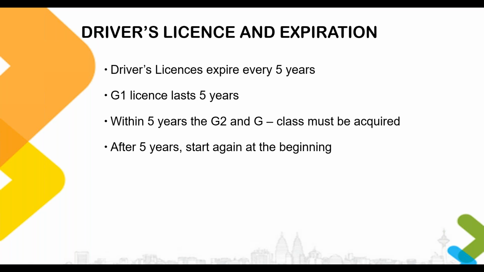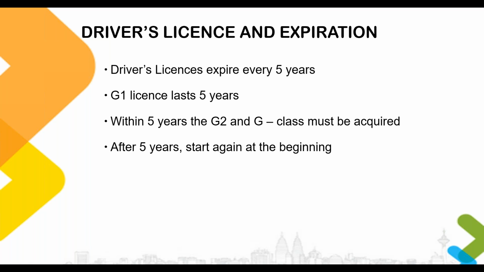A G2 license is issued to you immediately if you are successful with your road test. If you're not successful, a new test will be completed. Now, your driver's license will expire after 5 years. If you still have your G1, you will have to go back and do that again. So that means you're going to have to go back and do the written test and then get the G1 again.